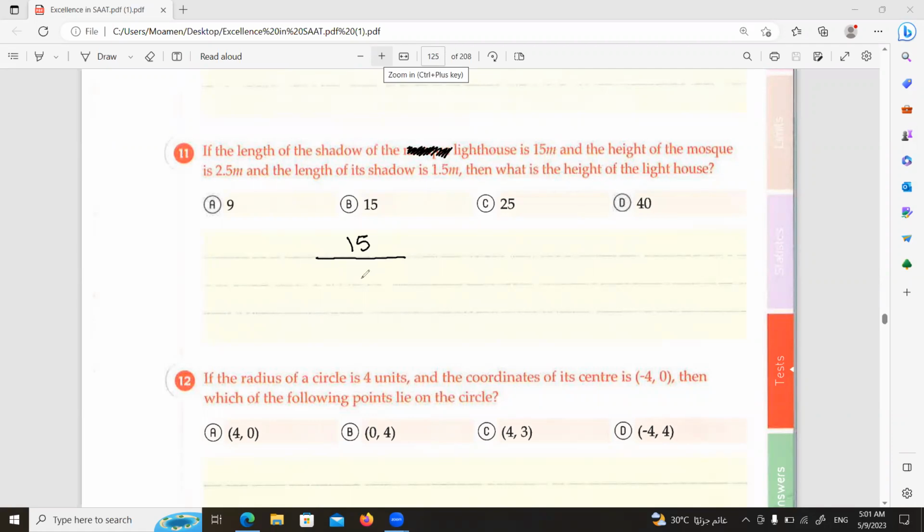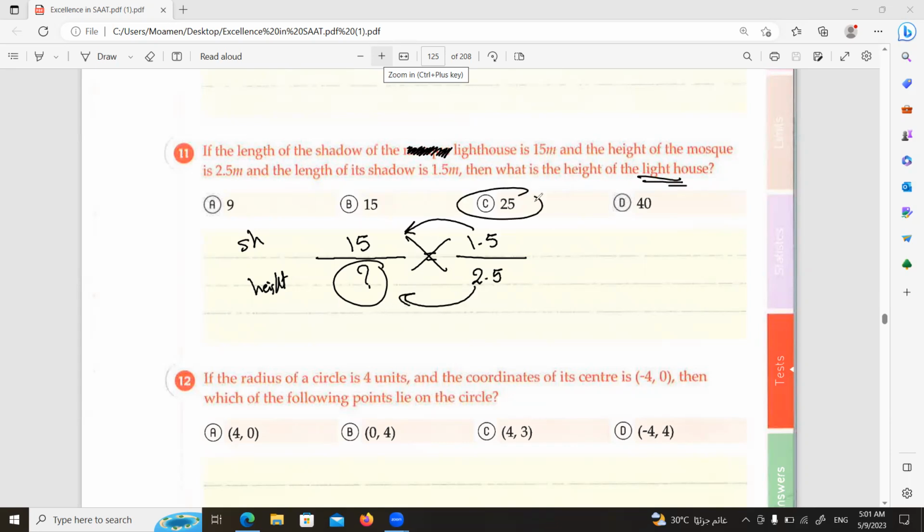So the shadow over the height. I write here the shadow and here the actual height. Okay, it's missing. And here our shadow is 1.5, and here the height is 2.5. By making cross multiplication, you can get the height of the lighthouse, and of course this is multiplied by 10, so you multiply 2.5 by 10, and it will also be 25.